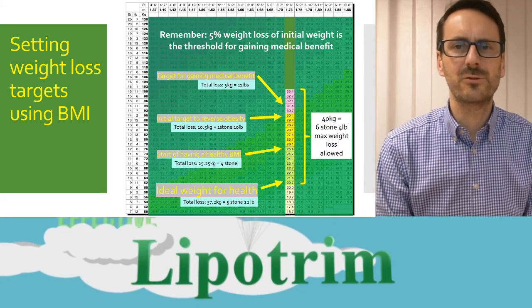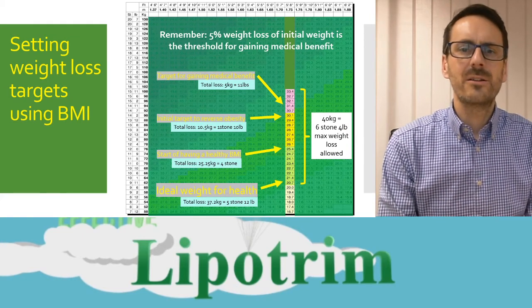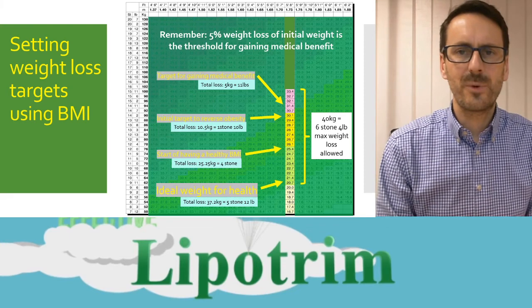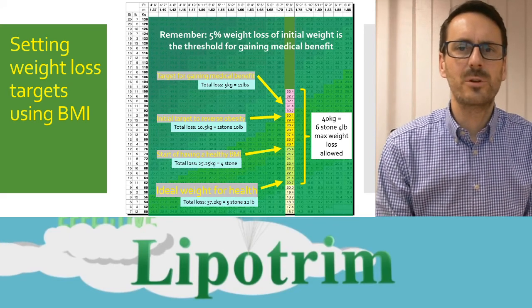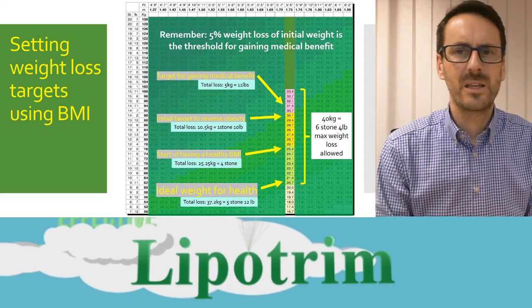So we've got these individual targets, but their absolute maximum weight loss that we would allow, i.e. they wouldn't be allowed to go underweight at less than BMI 20, would be a 40 kilo loss. And that's just over 6 stone. So not an insignificant amount.